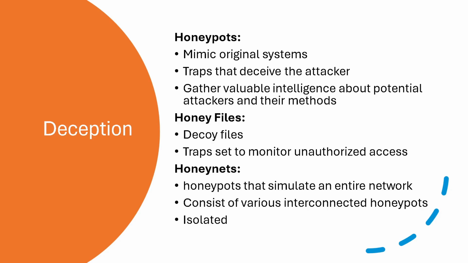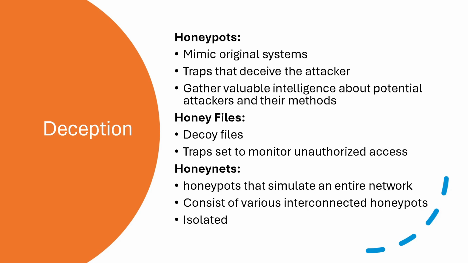Some of the good examples of honey files are robots.txt files in every website. Honeynets. Honeynets are networks of honeypots designed to simulate an entire network environment. They provide a more comprehensive trap for attackers, allowing detailed observation of their tactics and techniques.